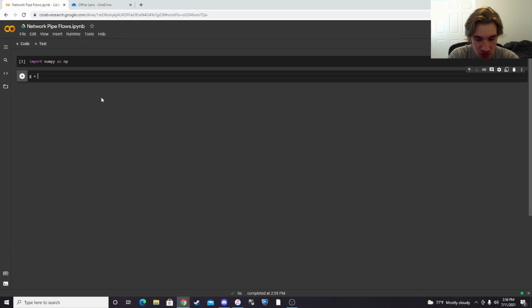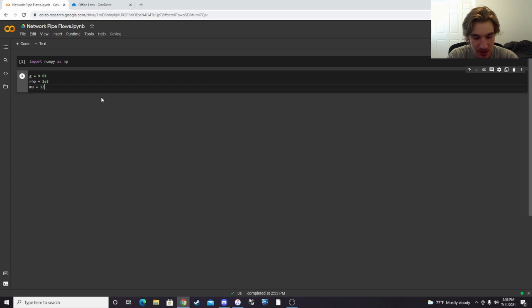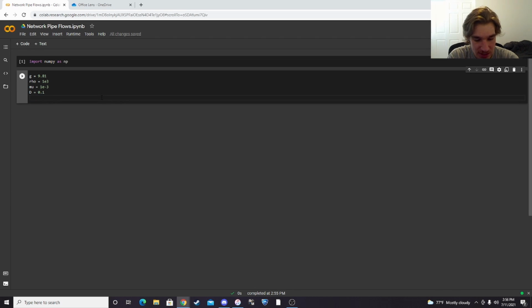So first one is gravity, which is 9.81. We're going to do rho, which is going to be equal to 1e3, 1 times 10 to the third. Mu is going to be 1e-3. We're going to do diameter, which is equal to 0.1, like we said, and then ED, which is equal to 1e-3.